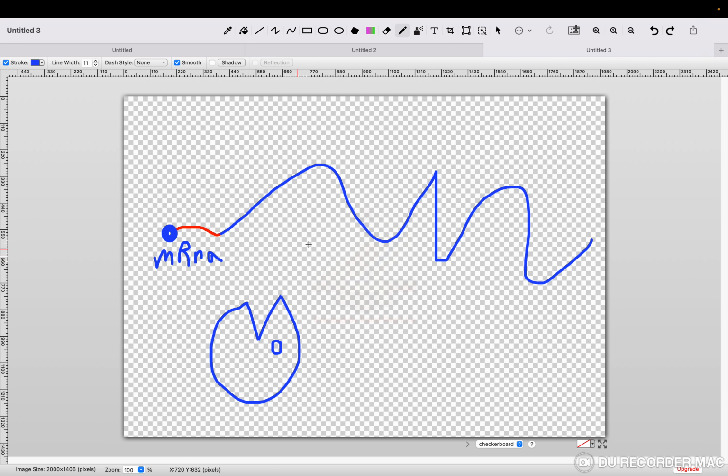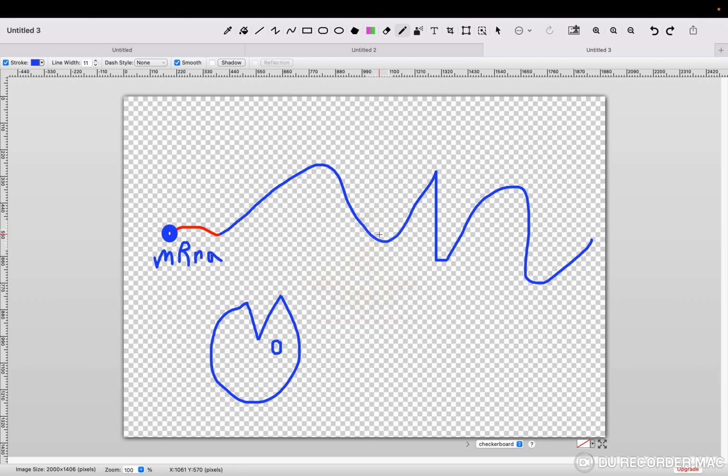Of course it will eat the tail. It has more chance of eating the tail. Why? Because the amount of tail is much more than the amount of mRNA. So it's easier for it to eat the tail. Yes? Okay.